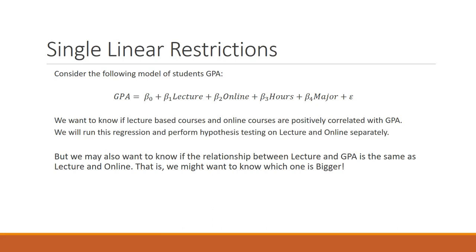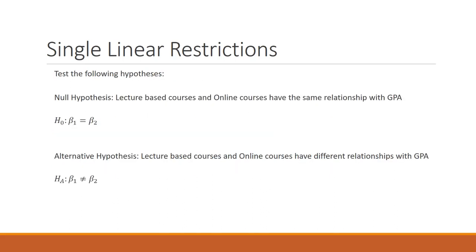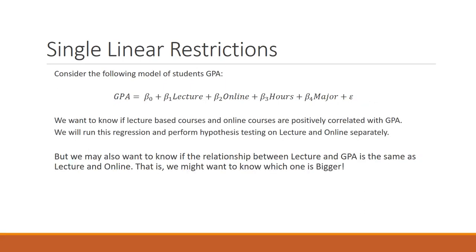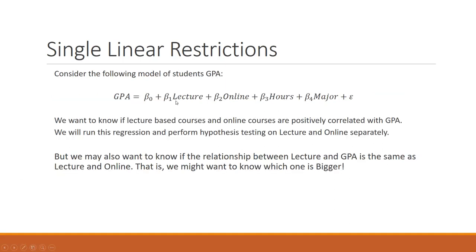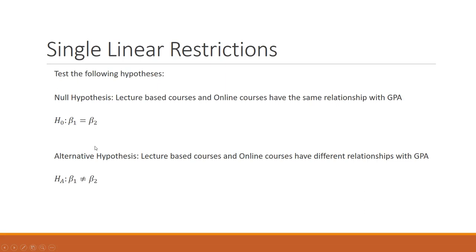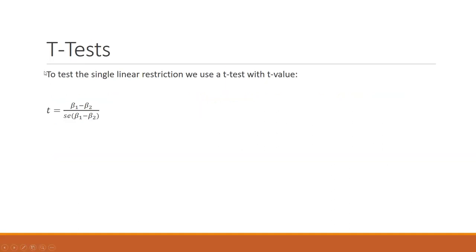We might want to know whether the relationship between lecture and GPA is the same as the relationship between online and GPA. We might want to know which one of them is bigger. For this, we can use a hypothesis on a single linear restriction. This is what our null hypothesis would be. The null hypothesis is always that there's no difference, no impact. Whatever it is we're interested in, the null hypothesis is always that it's not there. So the null hypothesis in this case is that lecture-based courses and online courses have the same relationship with GPA. What this means is that beta 1 equals beta 2. We're saying that one beta is equal to another beta. The alternative hypothesis is that there is a difference: beta 1 is not equal to beta 2. For this, we would use a t-test, and this would be our t-statistic.